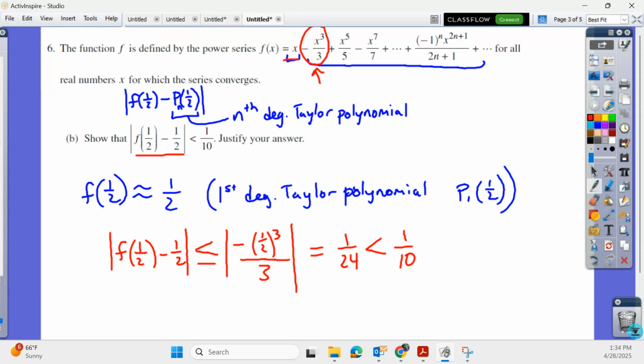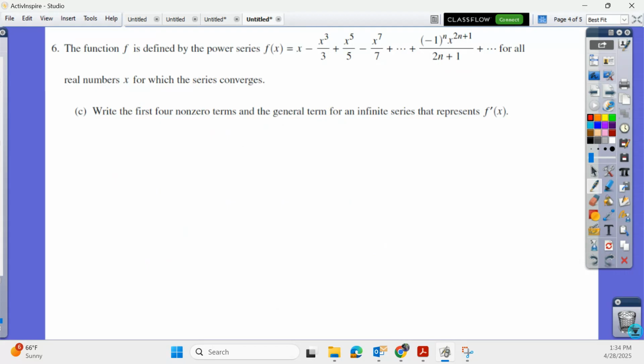Oh, I'm stopping on the first term. Boom, okay, it's alternating. My error bound, I love the alternating series error bound. I just use the next term's magnitude. Boom, there it is. It's less than 1/10. Done.